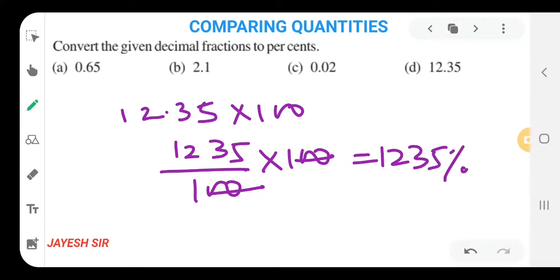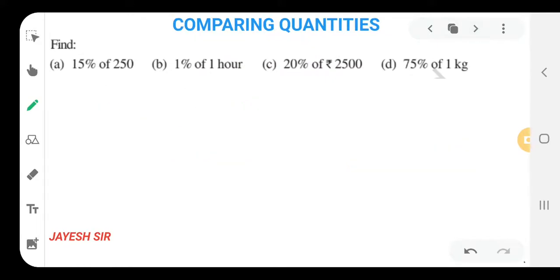I hope you all might be getting it and you all have learned how to solve it. Next sum. Let us see the next type. What is it? Find 15% of 250. Important type, because this is the advanced level, and find the value in terms of percentage. What does that mean? 15%.